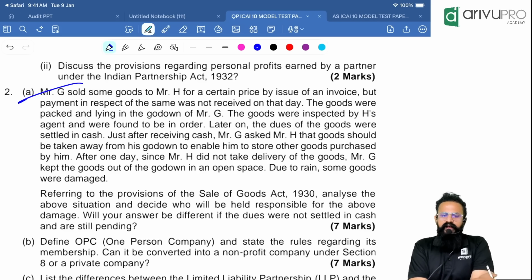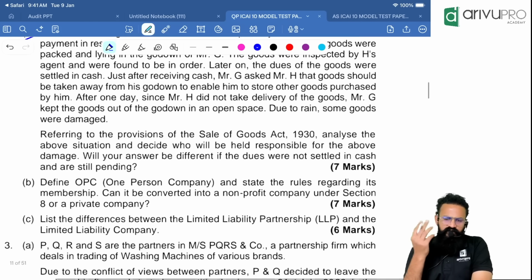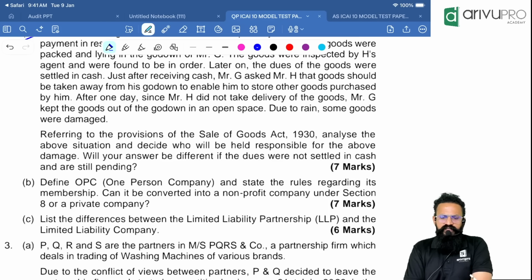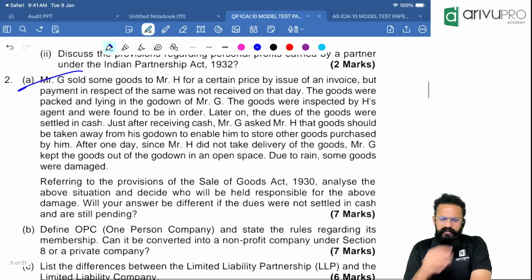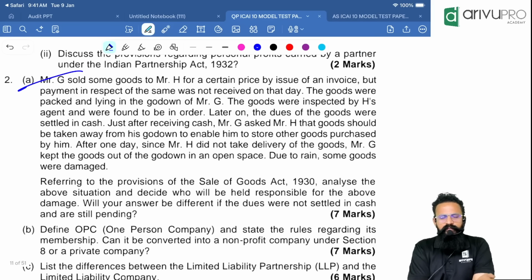to enable him to store other goods purchased by him. After one day, since Mr. H did not take the delivery of the goods, Mr. G kept the goods out of the godown in an open space. Due to rain, some goods were damaged. Referring to the provisions of the Sale of Goods Act, analyze the above situation and decide who will be held responsible for the above damage. Will your answer be different if the dues were not settled in cash and are still pending? People, always remember, risk prima facie transfers with ownership.